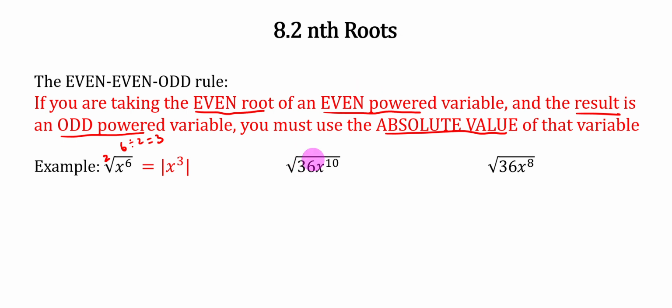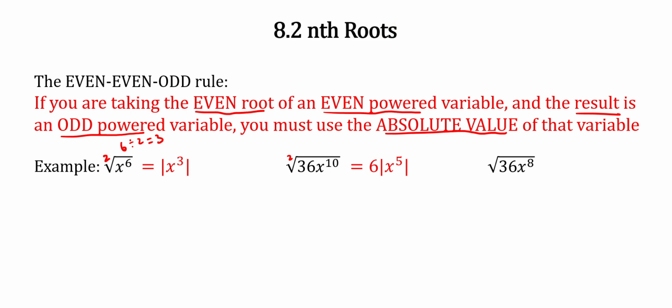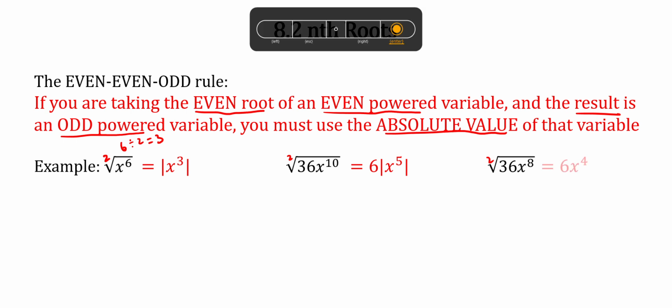So same here. Now the number doesn't matter. That's just going to be 6. But 10 divided by 2 is 5. Even, odd. So it's the absolute value of x to the fifth. So now here though, I'm going to get that 6 again. 8 divided by 2 is 4, so it's even. So I don't need the absolute value.